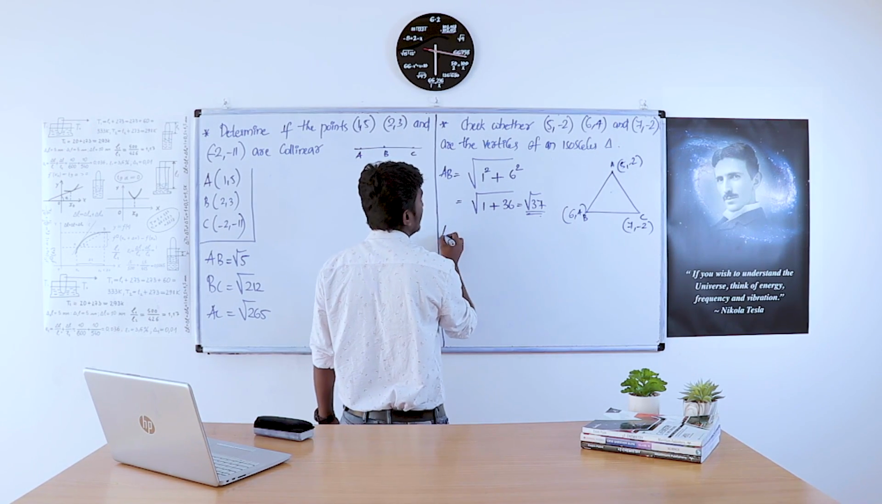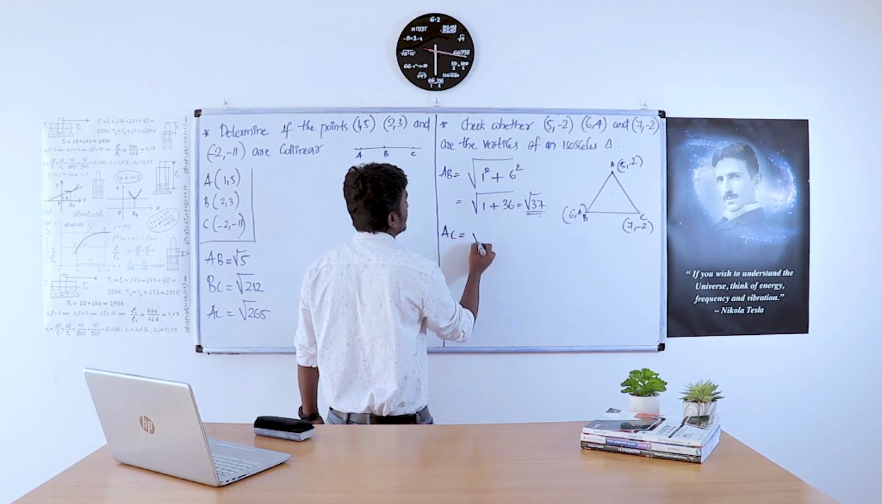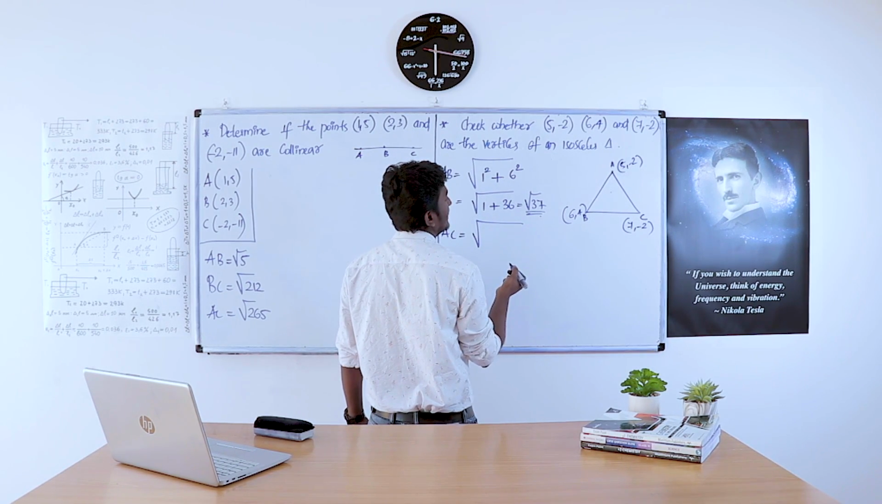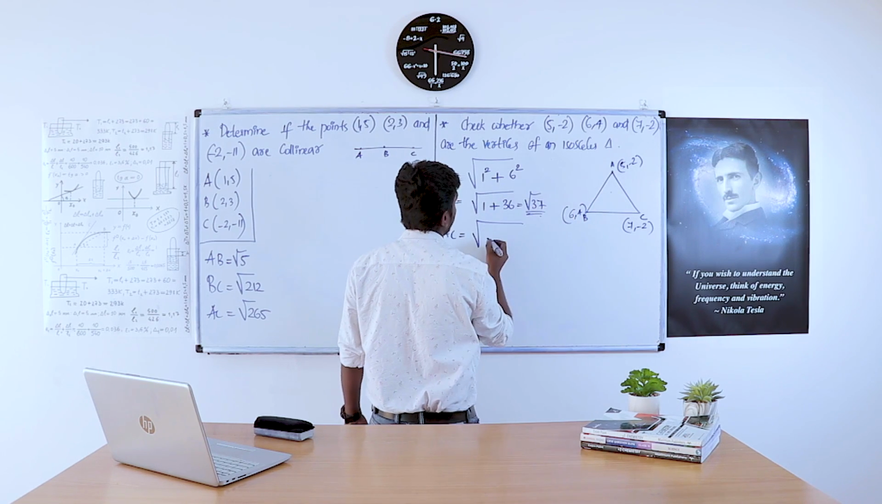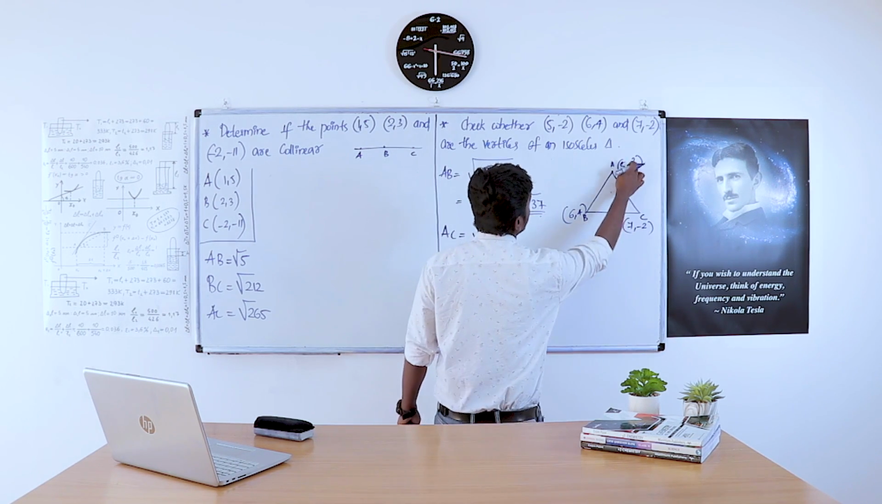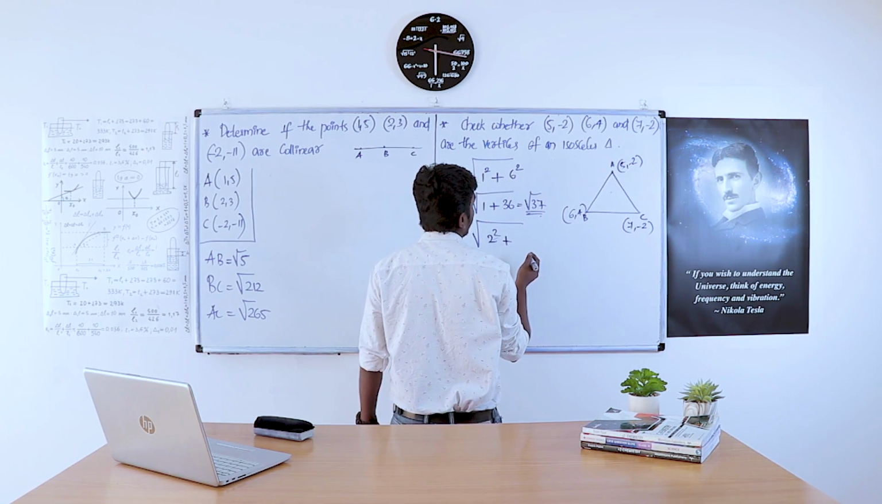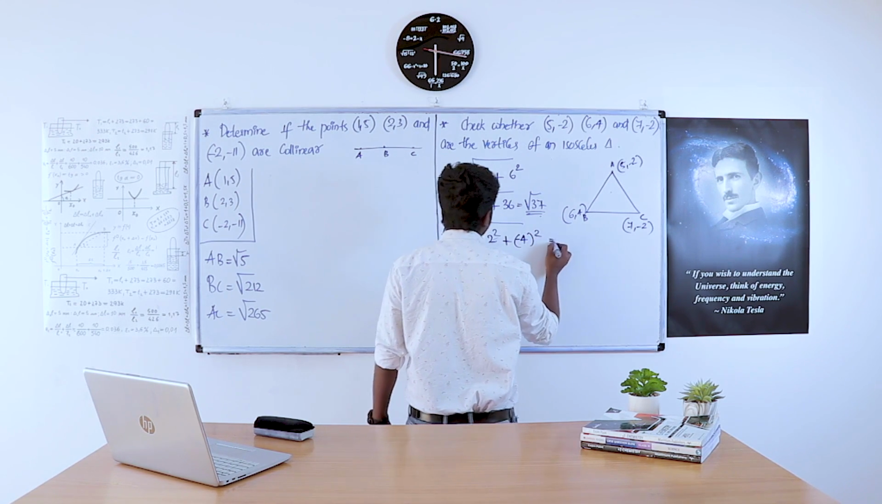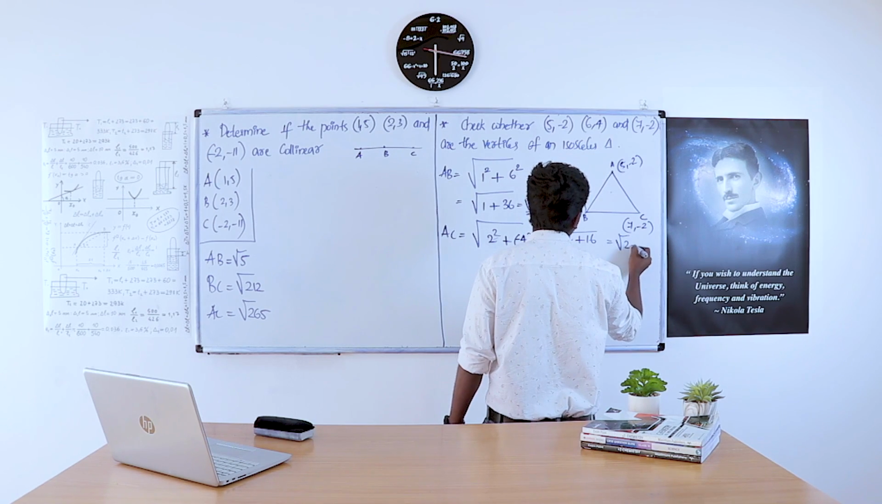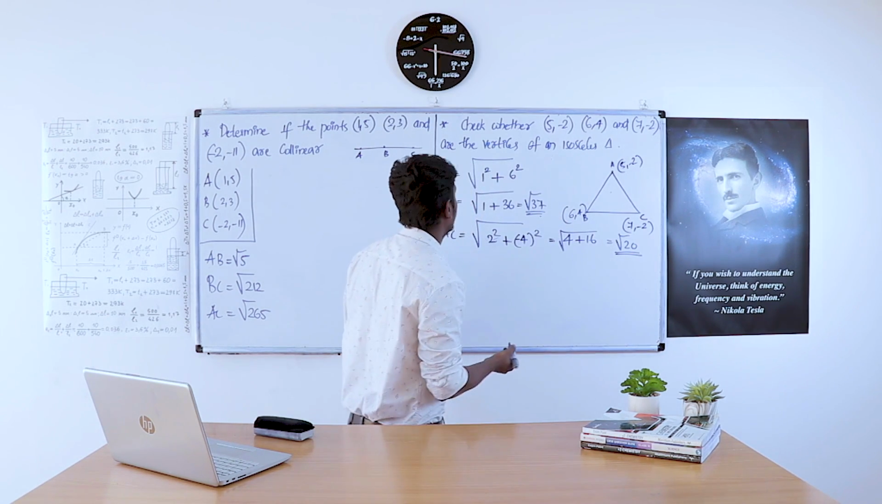Now I am going to find AC. AC is equal to root of (x2 minus x1) the whole square, that is 7 minus 5. 7 minus 5 is 2. Then 2 square plus (minus 2 minus 2). What is minus 2 minus 2? It is minus 4. Minus 4 the whole square. That is equal to 2 square, 4, plus minus 4 the whole square, 16. 16 plus 4 is 20. So root 20. AC is equal to root 20.